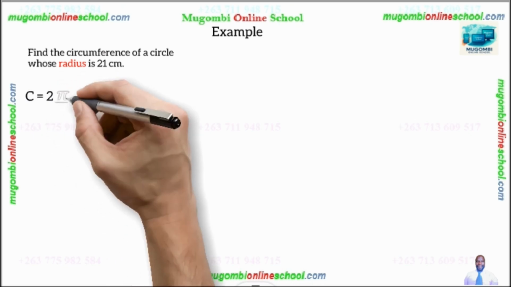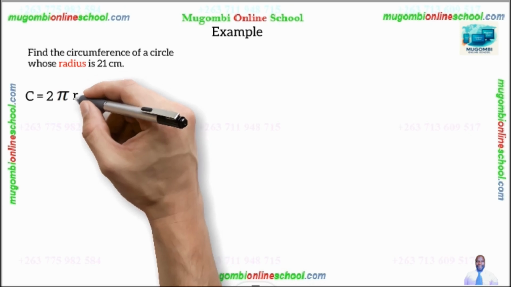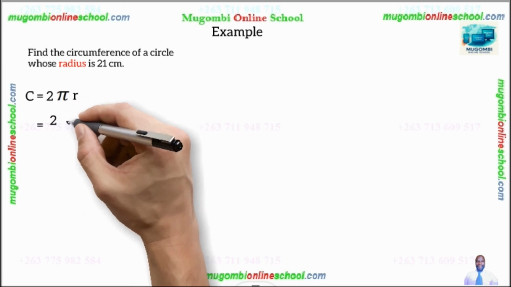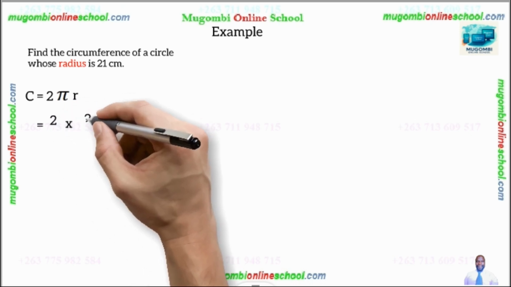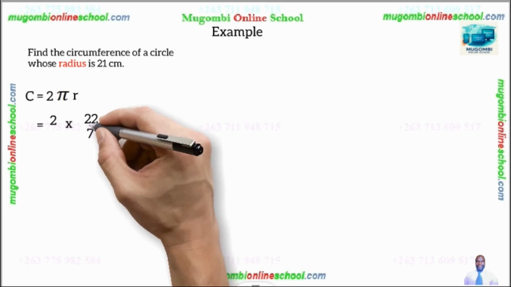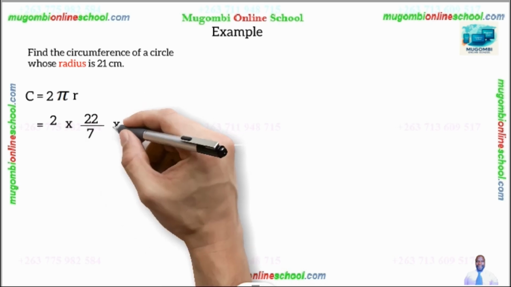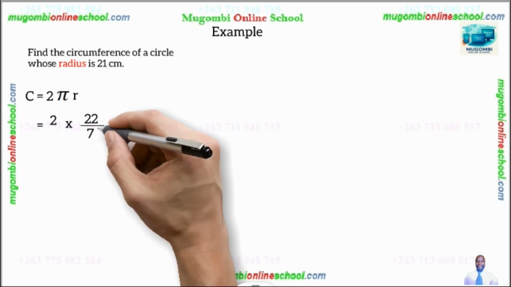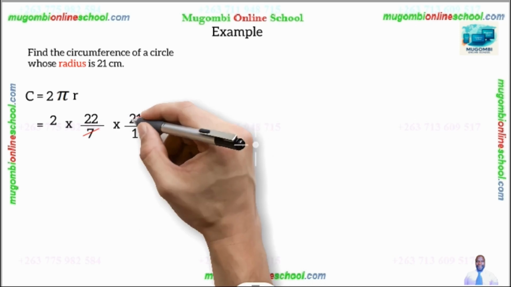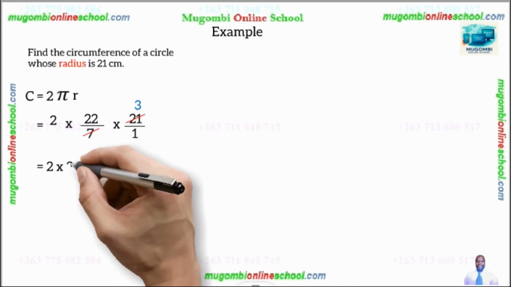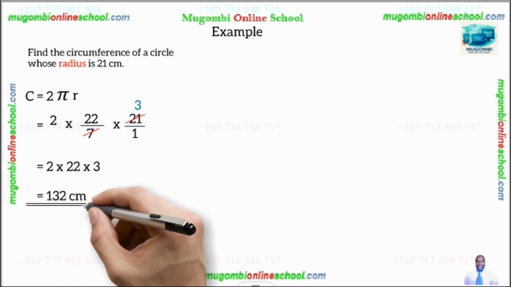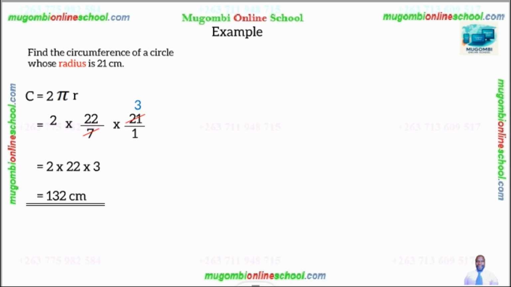Example: find the circumference of a circle whose radius is equal to 21 centimeters. So we are going to use this formula, circumference is equal to 2 pi r, and substitute the values. C is equal to 2 times 22 over 7, which is the value of pi, times 21, which is the value of radius, all over 1, and then we divide. 7 into 7 gives us 1. Then 7 into 21, that's 3, and we produce 2 times 22 times 3, which is 132 centimeters, which is the circumference of that specific circle.